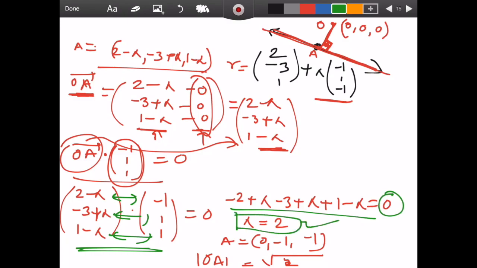Once you get the lambda value, you plug it back in here to get the exact coordinates. That's going to be (0, -1, -2). And again apply the distance formula to get the shortest distance, which is square root of 2. If you want, you can pause this video and reflect back on the calculation.